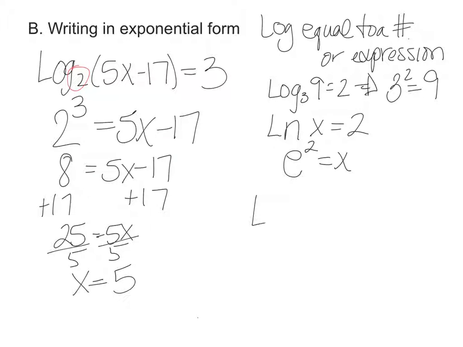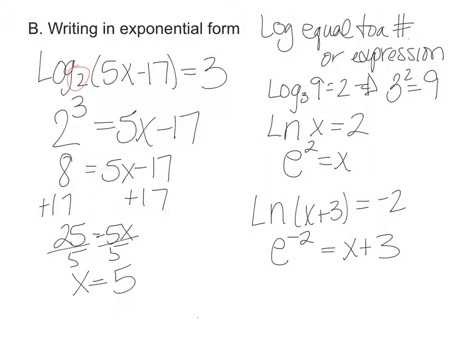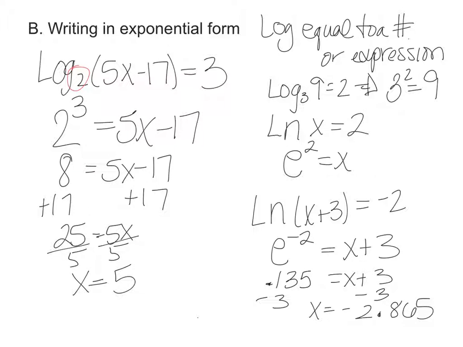If it's a little bit more complicated, the natural log of x plus 3 equals negative 2. This, again, if I rewrite it as an exponent, is e to the negative 2 power equals x plus 3. And in my calculator, I do e to the negative 2 power. I get 0.135 equals x plus 3. And then I'm going to minus 3 from both sides. And in my calculator, just hit minus 3. And I get x equals negative 2.865.